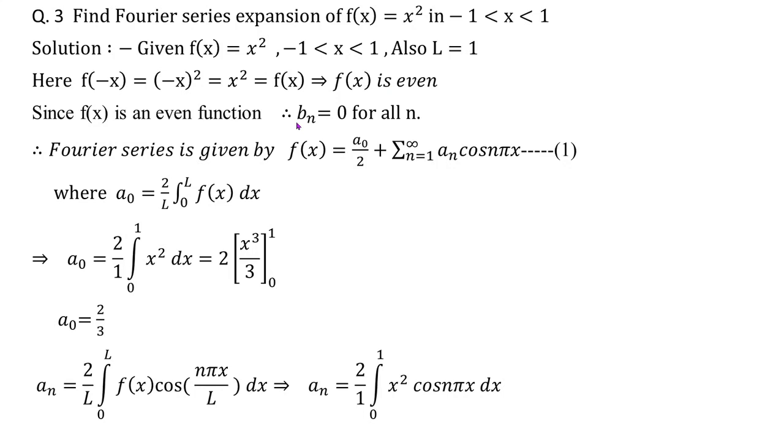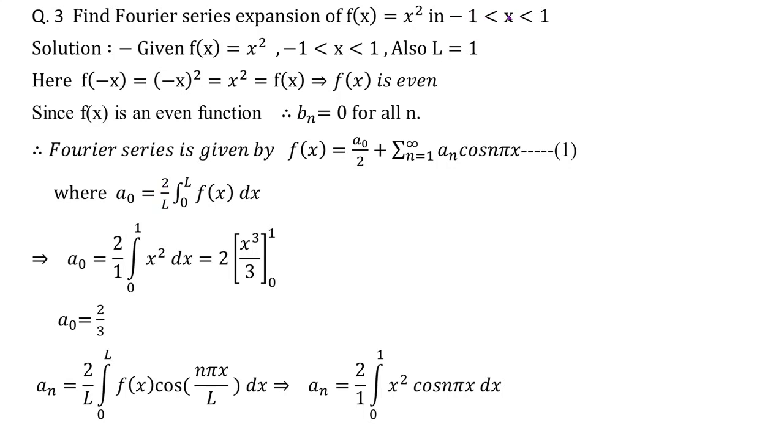As f of x is even, we will have only a constant term and a cosine term, that is given by a0 and an. So Bn will be 0 for all n. Okay, so the Fourier series expansion is given by a0 by 2 plus summation an cos n pi x by L. L is here 1, so it is simply n pi x, where a0 is given by 2 by L.